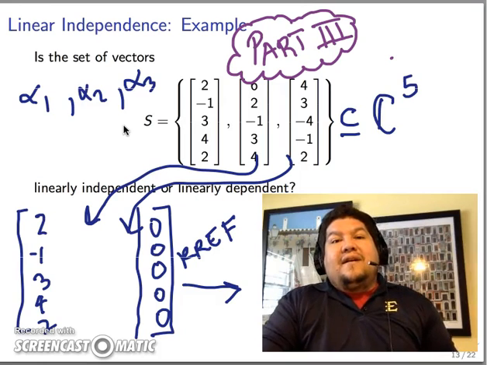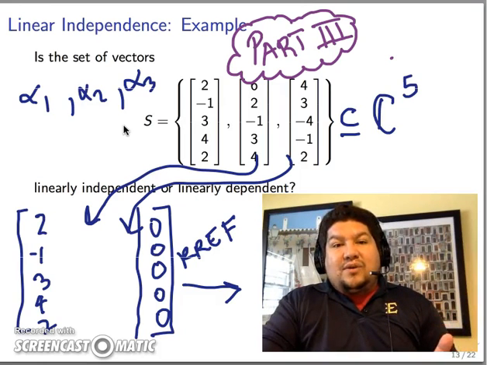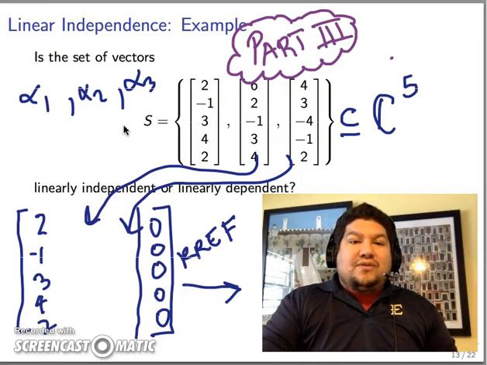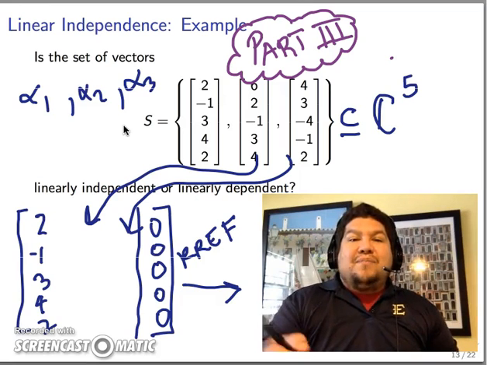So either the homogeneous system has the trivial solution as a unique solution, in which case you have independence, or you have non-trivial solutions for the homogeneous system, in which case you call the set dependent.